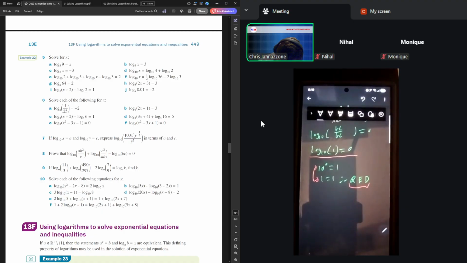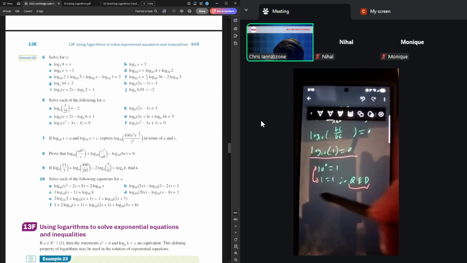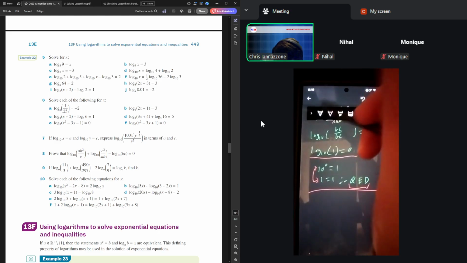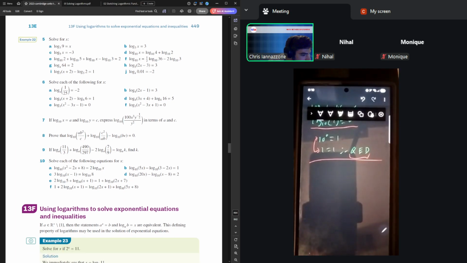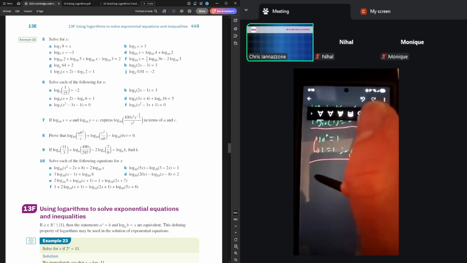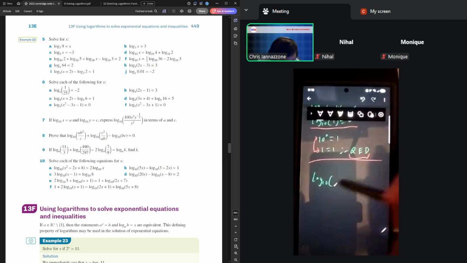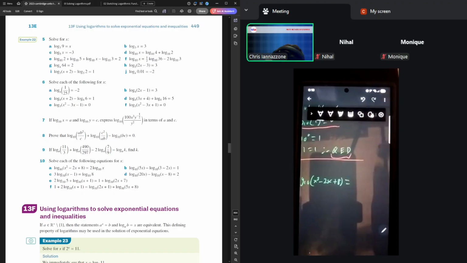Cool. We'll look at one that's a little bit different. Still probably using log laws, but how we get to a final answer is likely to diverge. So let's have, I think, 10a might be a decent example. Log 10 of x squared minus 2x plus 8 is equal to 2 log 10 of x.